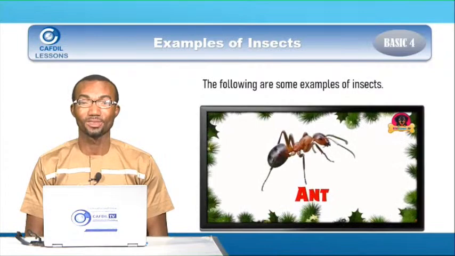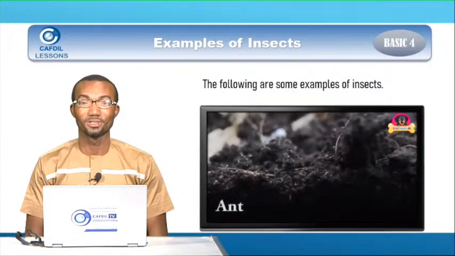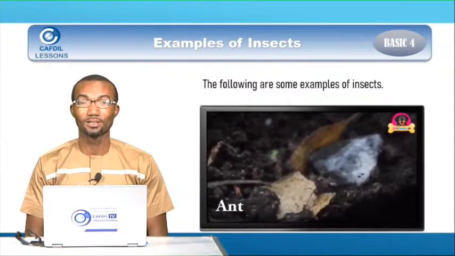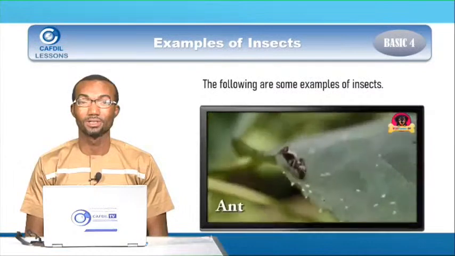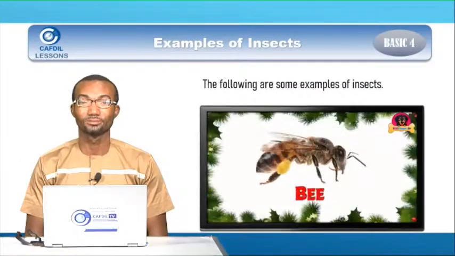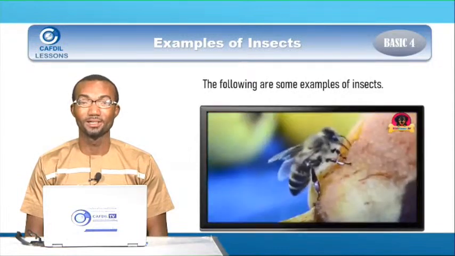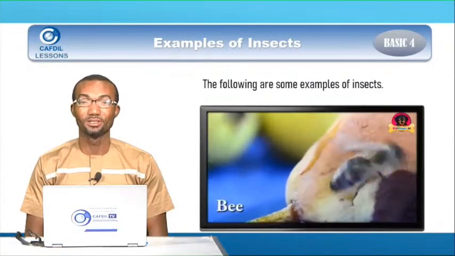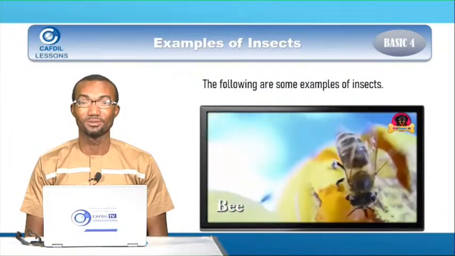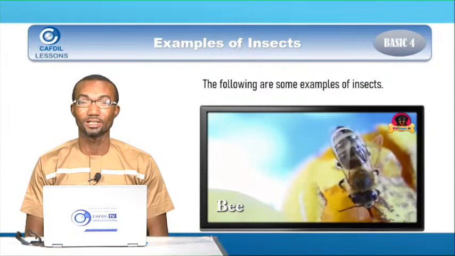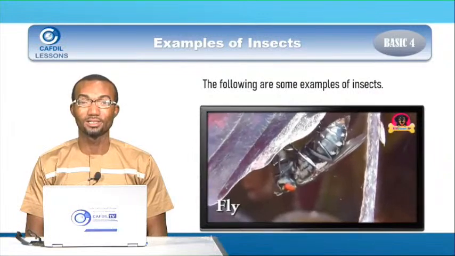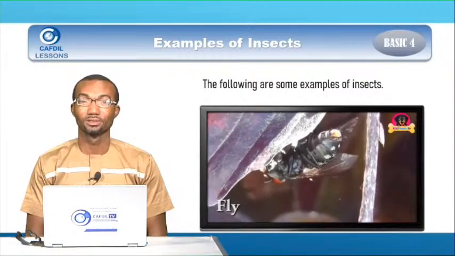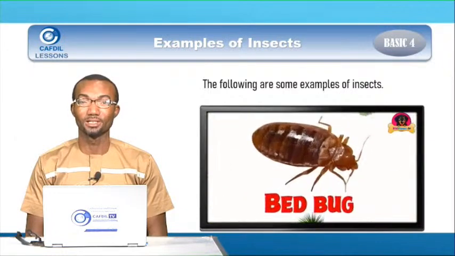The next one is ants. We see ants all around. They like sweet things. When you leave your bread, your sugar, or anything that is very tasty, you see the ants. They will rush to it within a few minutes. The next one is bee. So bee is also an example of insects. And we get honey from bees. Cover your food so that houseflies will not come on it and then spread diseases.